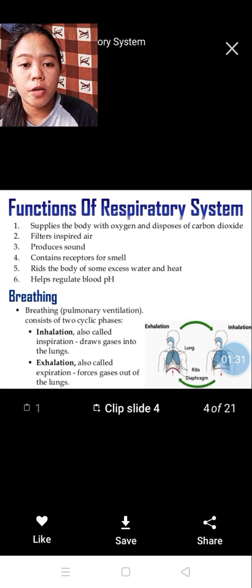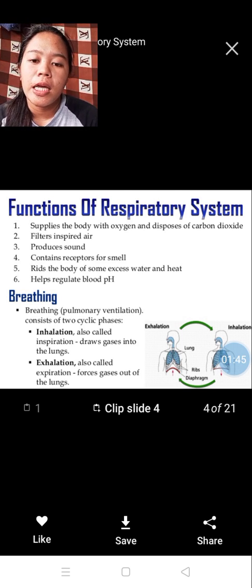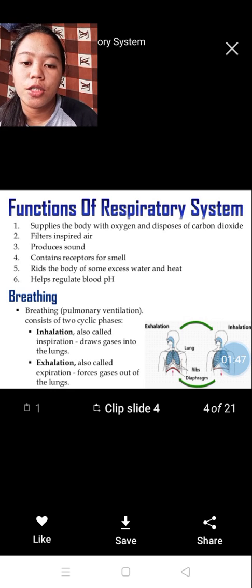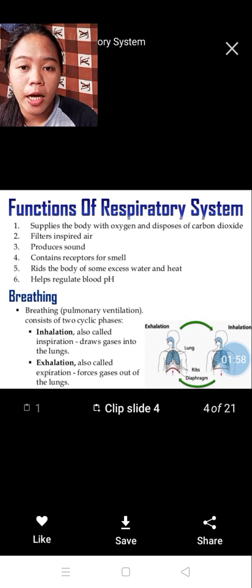So what are the functions of the respiratory system? First, it supplies the body with oxygen and disposes of carbon dioxide. Second, it filters inspired air. The third one, it produces sound and contains receptors for smell. It rids the body of some water and heat. And the last one, it helps regulate the blood pH.